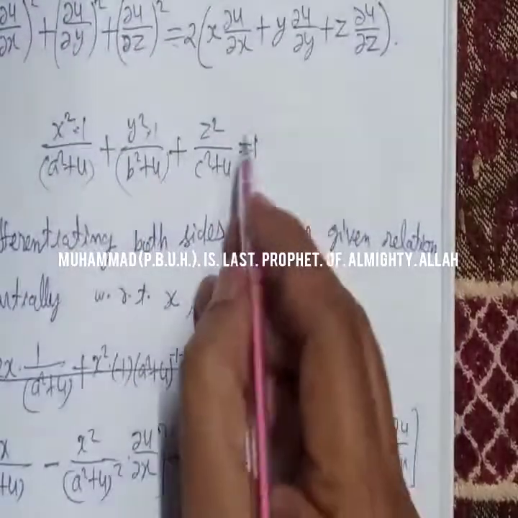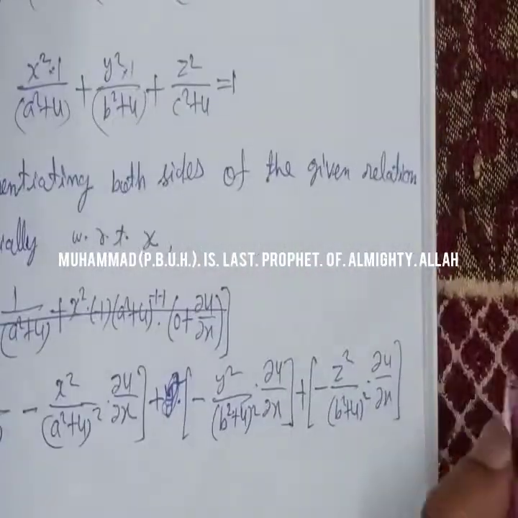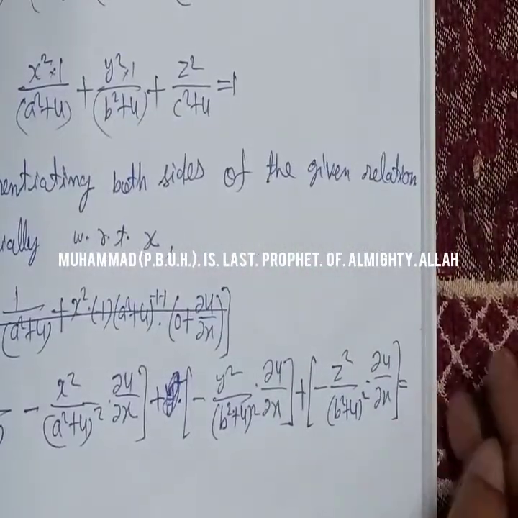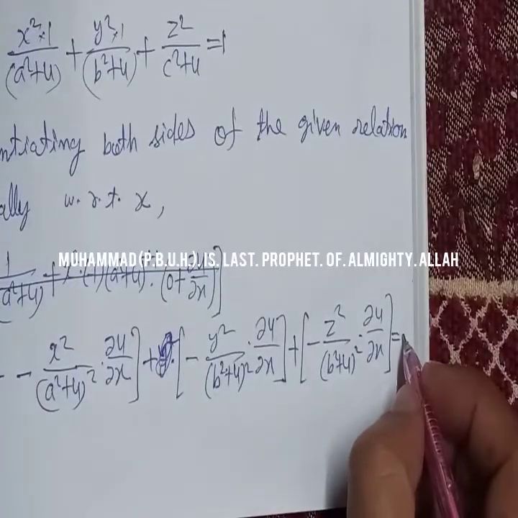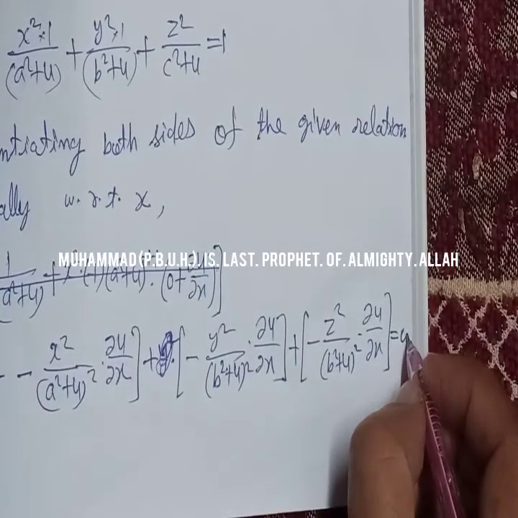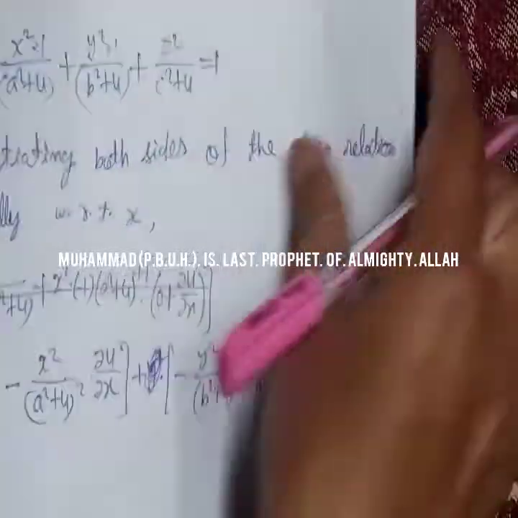On differentiating the right-hand side, the right-hand side of the equal sign is 0, since the differentiation of 1 is equal to 0.